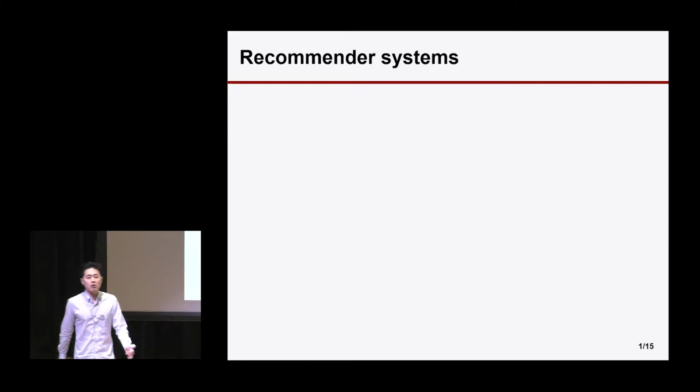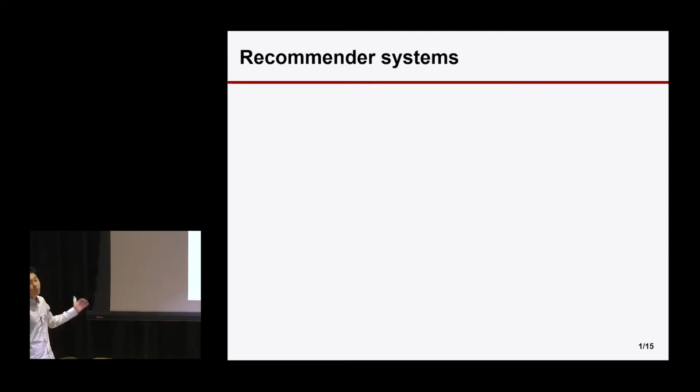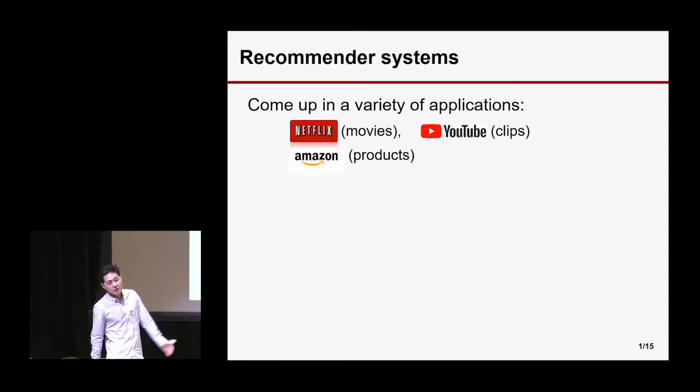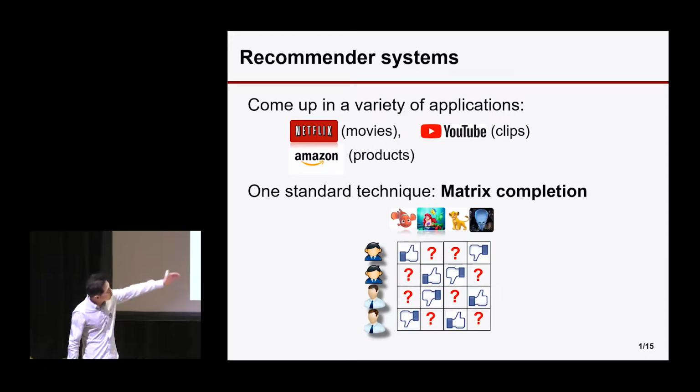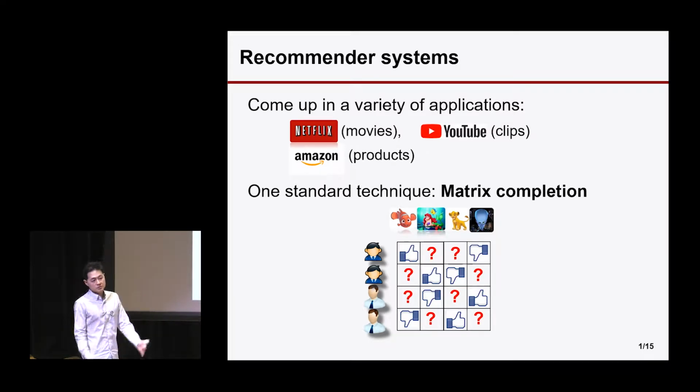Okay, so the recommender system is the problem context of this work. And as we all know, the recommender system is very popular. It comes in many applications, right? And there's a very standard technique used for operating the recommender system. That is matrix completion. So the idea is very simple. We use the available ratings to infer the missing entries, and we use that to recommend some items potentially preferable to some users, right? So this is how it works in operating the system.